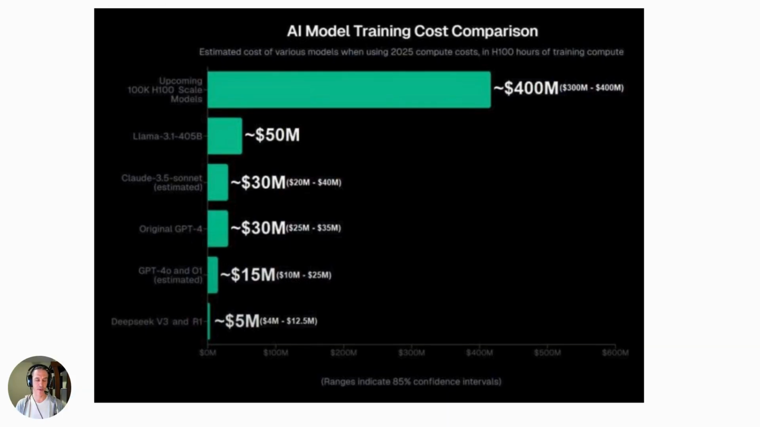And this was the average model training cost. A lot of people are going on and on about how they did it for 5 million. Yes, they did it for 5 million, but it didn't cost much to train GPT-4 or Sonnet. These are only 15 mil, 30 mil. So it's not a huge difference in training costs. This is upcoming 100,000 H100 scale models.